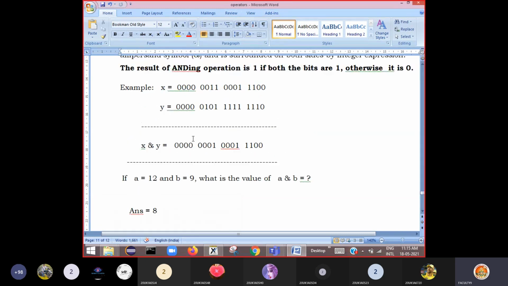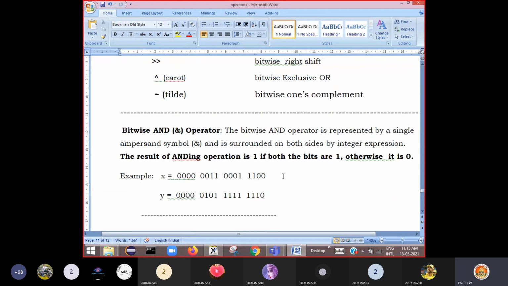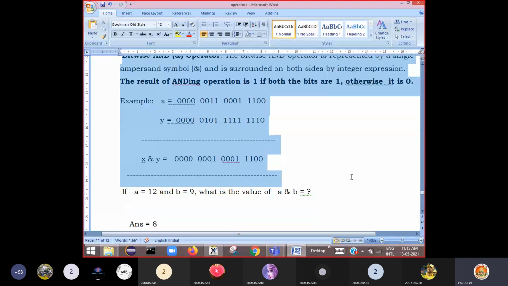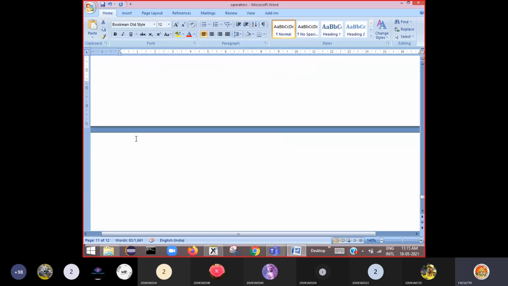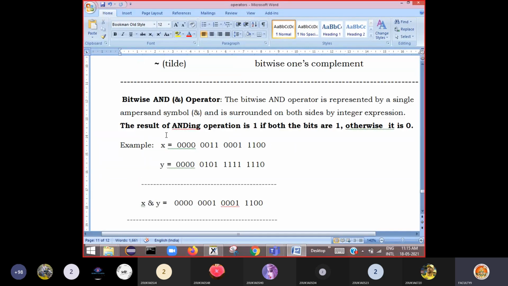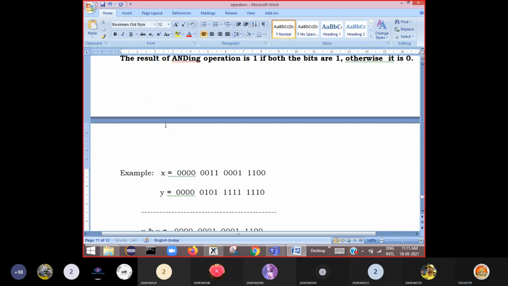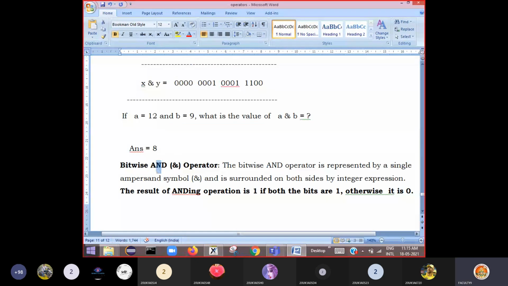Okay. Right. So then bitwise OR operator. The same thing I'll copy here because it becomes easy for me. Even this also I'll copy here. Okay, so then next one is the bitwise OR operator.